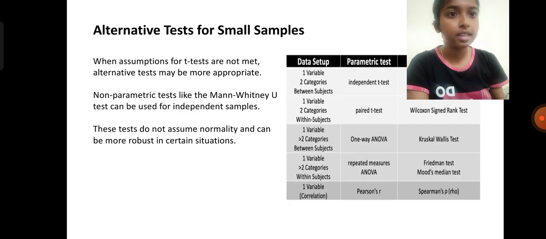Alternative tests for small samples can be determined when assumptions for the t-test are not met. Alternative tests may be more appropriate. Non-parametric tests like the Mann-Whitney U test can be used for independent samples. These tests do not assume normality and can be more robust in certain situations.